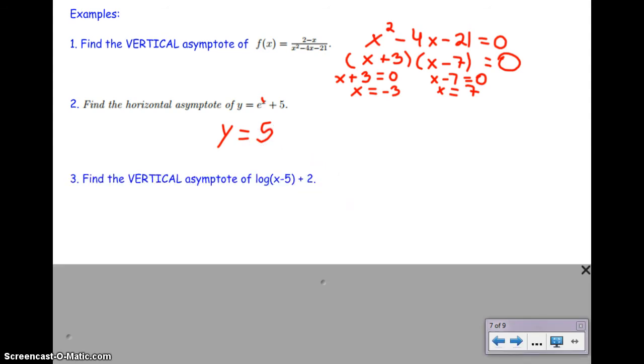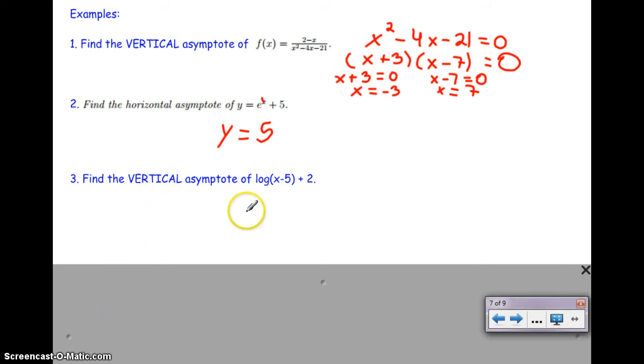For my third example, we want to find the vertical asymptote for the log of x minus 5 plus 2. Remember, vertical asymptotes only occur with logs. Logs don't have horizontal. Just like in number 2, this was an exponential function, they only have horizontal. They don't have vertical asymptotes. So since we know vertical asymptotes are x equals, I am only thinking about what might affect the x, which is this number inside the parentheses. The plus 2 tells me nothing.